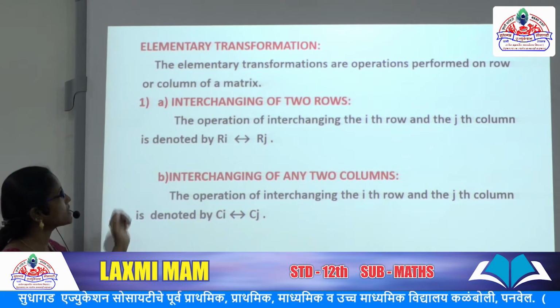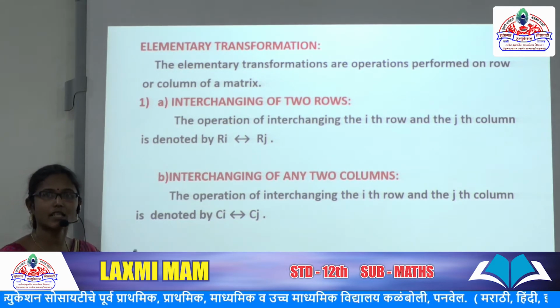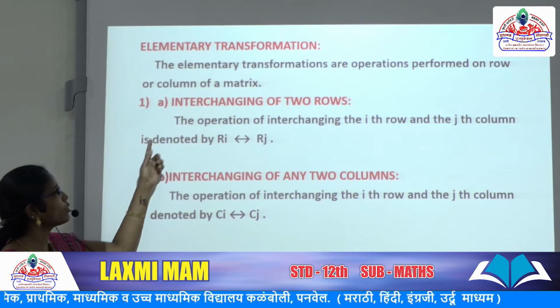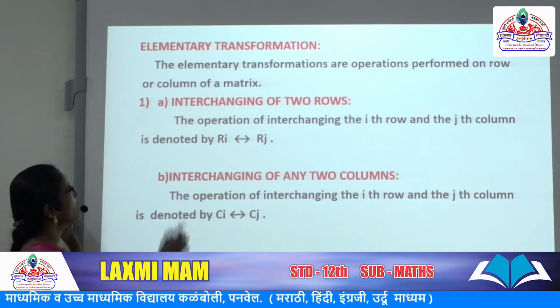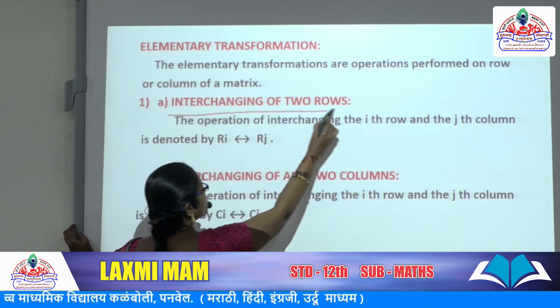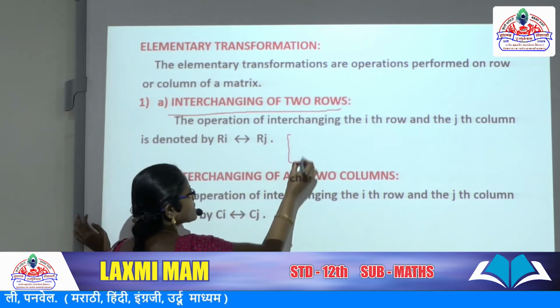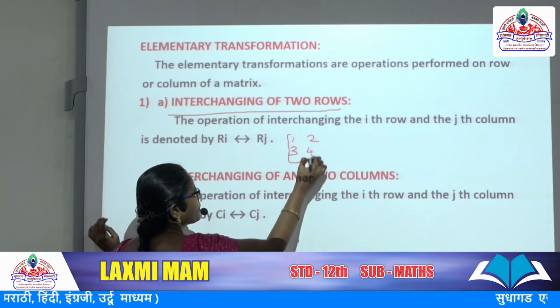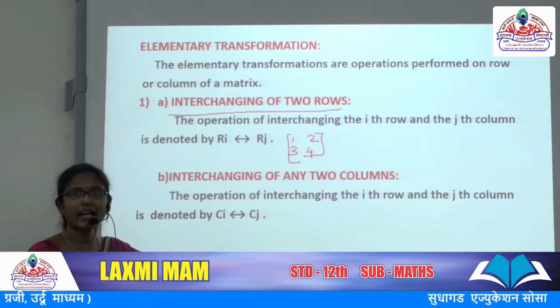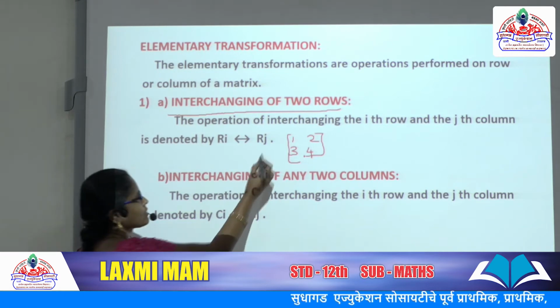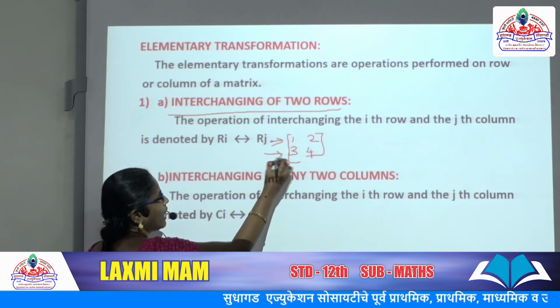How many operations are used? 6 operations. 3 for rows and 3 for columns. What are the rules? For the first one, see here, interchanging of 2 rows. In a matrix, for example 1, 2, 3, 4, we can interchange any 2 rows. Interchange rows. What are the rows here? Row 1 and row 2.